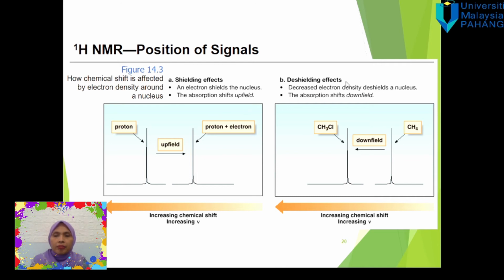And deshielded means the compound has an electronegative atom or is attached to a C double bond C. The proton is attached to a C double bond C, C triple bond C, or to an electronegative atom, meaning there are fewer electrons around the nucleus, and it will experience a lot of magnetic field from B0. When it feels a lot of magnetic field, it needs higher energy to reach resonance. That's why it falls in the downfield. The value of the chemical shift will keep on increasing.